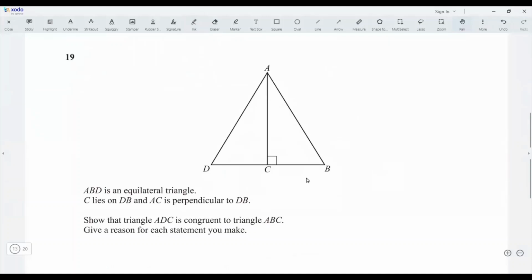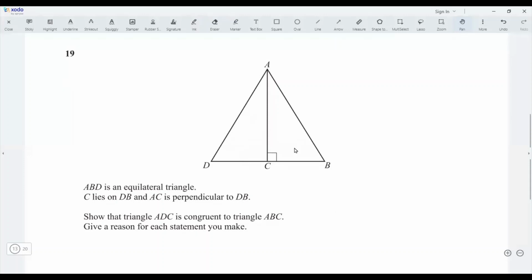So this is basically a congruency test question. This is an equilateral triangle. So see, ABD is an equilateral triangle, and we have to write down the reasons for each statement why triangle ADC is congruent to triangle ABC. By looking at both of these triangles, if you look straight away at the figure, both are reflections of each other, mirror images of each other. But how can you write it down in terms of statements, how can you explain?